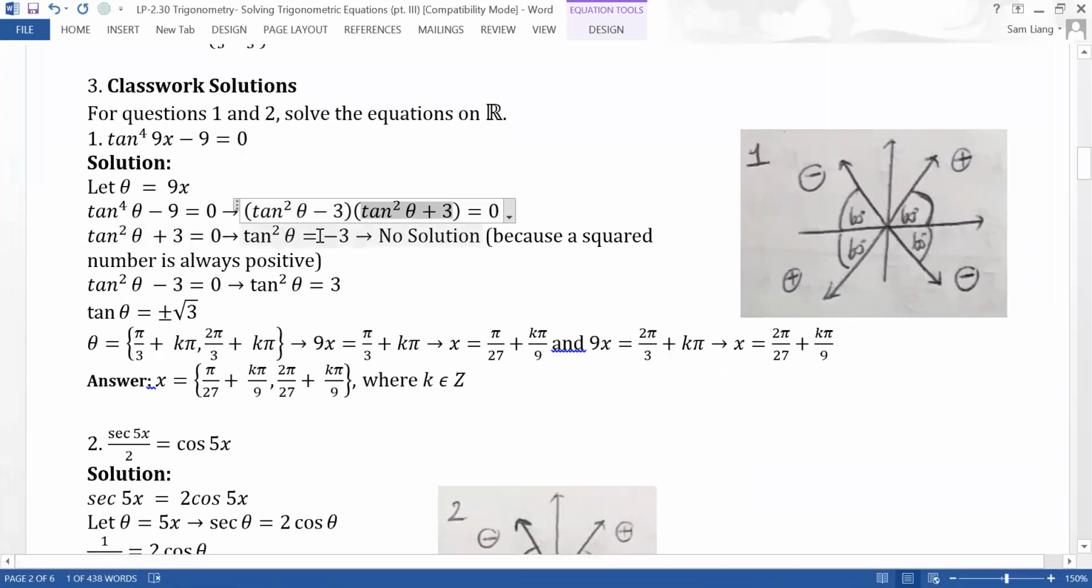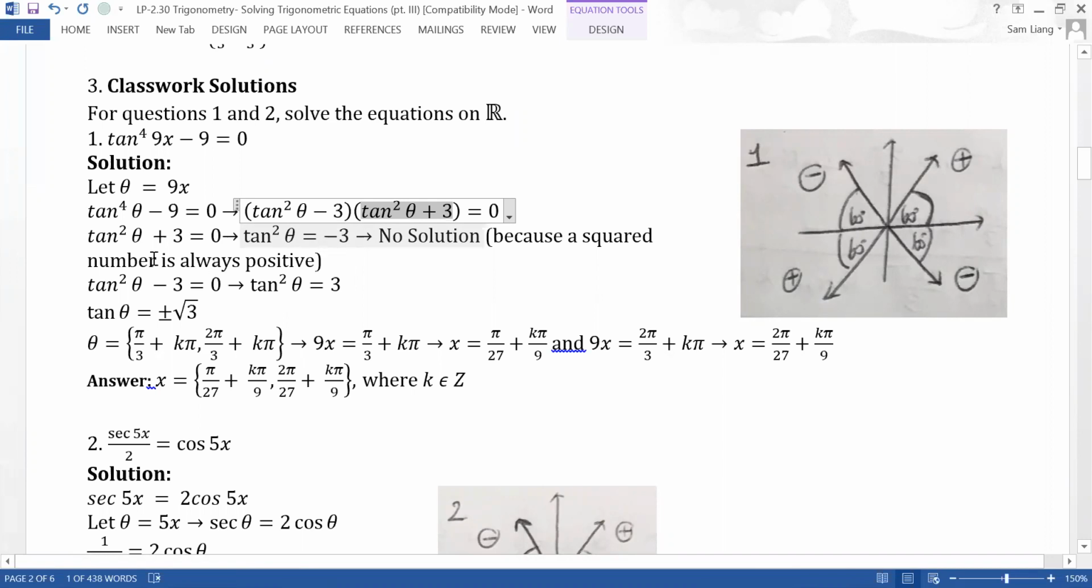Because tan squared theta equals negative 3. It's no solution because a squared number, this tan squared theta, is always positive, just like this class. So you can't get a solution from this. Or you can also see it as, if you take the square root of both sides, you get tan theta is the square root of negative 3. That's an imaginary number, and here we're solving for real numbers only. So that would just be no solution for this.